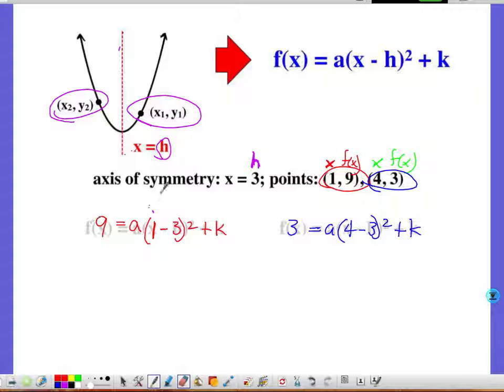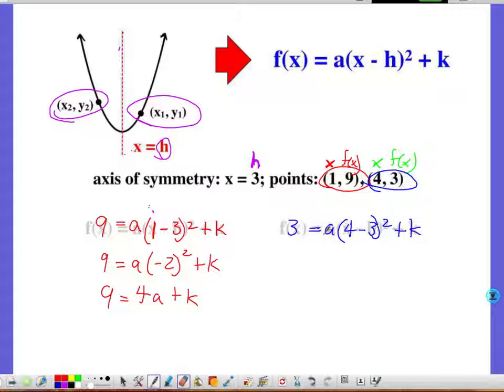Alright, what I need to do now is simply simplify, just like we did in the previous example. So let's go and simplify this. We have 9 equals a, 1 minus 3 is basically negative 2 squared plus k. Now every time we have the square of a negative number, it's going to become positive. Negative 2 squared is basically positive 4. And what I like to do is write the 4 at the beginning, followed by the variable. So 4a plus k. There, we simplified it.